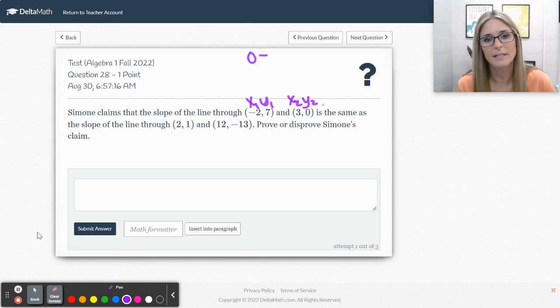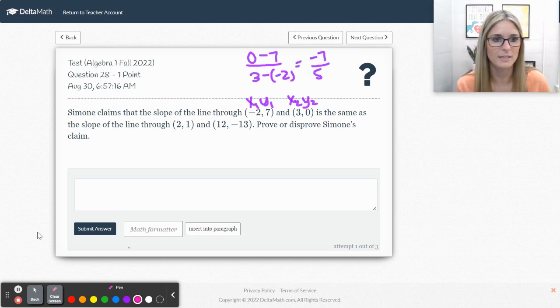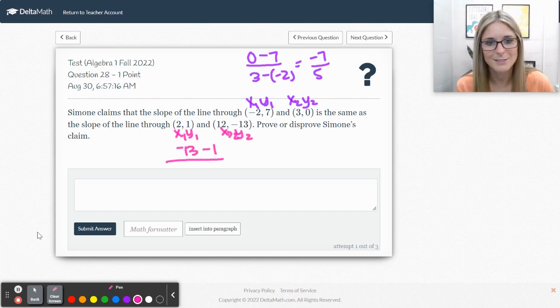y2 minus y1 over x2 minus x1. Careful with those negatives. -7 over 5. All right, let's switch and do this one. xy, xy. y2 minus y1 over x2 minus x1. I think my 2 got hidden there. That's -14 over 10, which would reduce to -7 over 5.